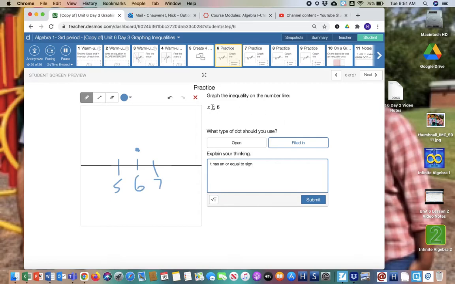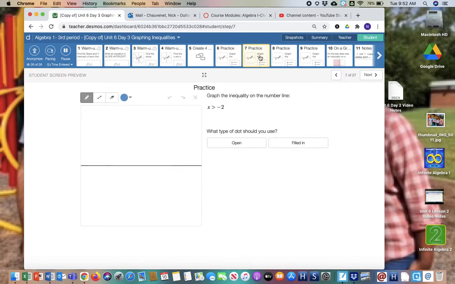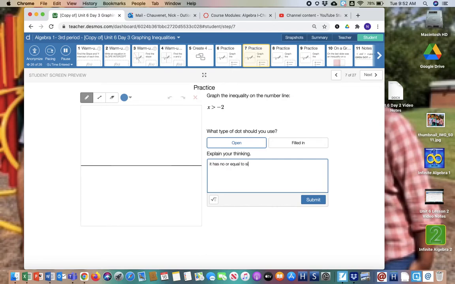So here, now this is a less than or equal to, so just like we just reviewed, that arrow has to go to the left, and technically it goes forever. So every single number that exists below 6 is a solution, and because this is an or equal to, so is 6. All right, just to review that a little more, this is going to be an open circle because it has no or equal to sign.